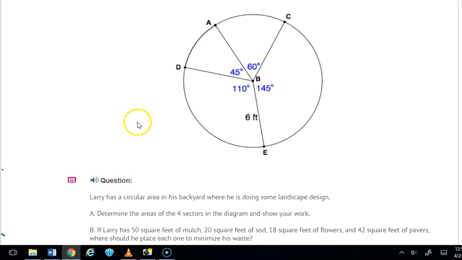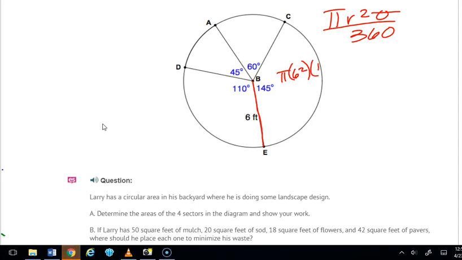So the first thing we need to do is find what each of these are. So what I'm going to do is we're going to use the formula pi r squared theta over 360 for each of these sections. So when we do that with the first one, we're going to say pi, and we've got our radius is right here, so that's going to be 6 squared times 145 over 360.